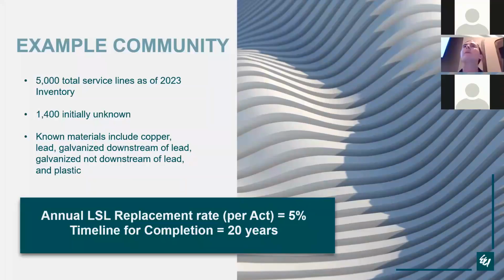And Tim's presentation will get into the lead service line replacement rates, and Jeff's presentation touched on it a little bit too. But this community would be at a 5% replacement rate, which would give them a total timeline of completion of 20 years.